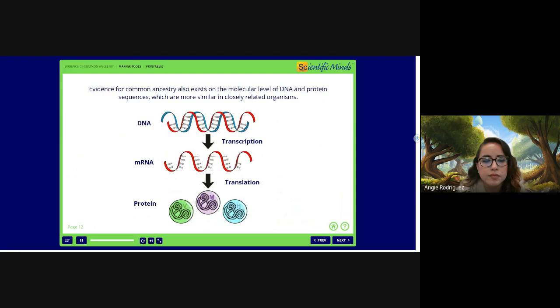Evidence for common ancestry also exists on the molecular level of DNA and protein sequences, which are more similar in closely related organisms.